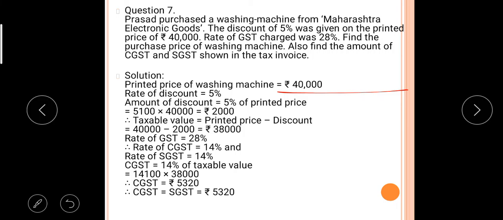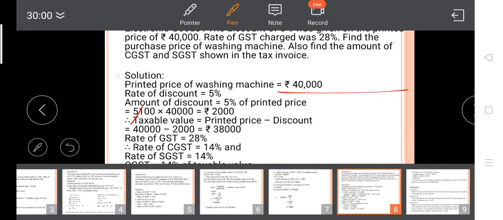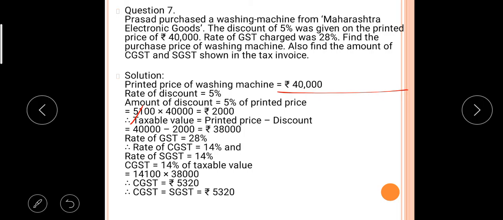Rate of discount 5%. How much discount did we get? 5. How to calculate the discount? 5 divided by 100 multiplied by 40,000, that is equal to 2,000. So according to the discount of 5%, how to calculate the discount in amount? 5% means 5 divided by 100 multiplied by the amount, the machine's printed price, we will get the discount, that is 2,000.